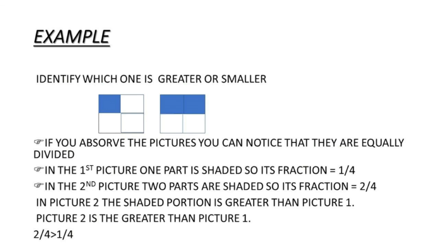In the second picture, 2 parts are shaded, so its fraction is 2 by 4. In picture 2, the shaded portion is greater than picture 1. So in picture 2, 2 portions are colored. In picture 1, only one portion is colored. So picture 2 is greater than picture 1. That is, 2 by 4 is greater than 1 by 4.